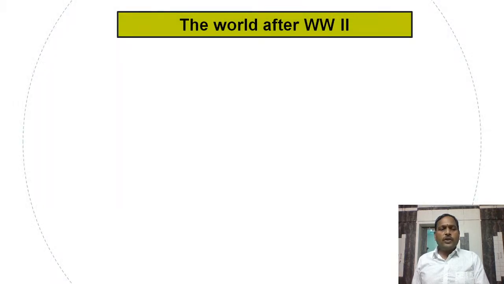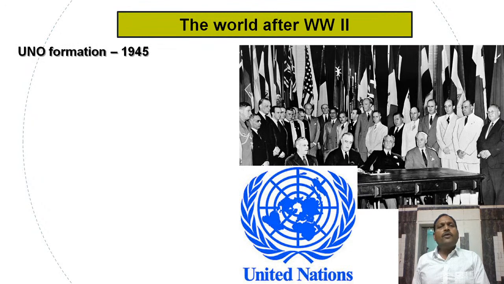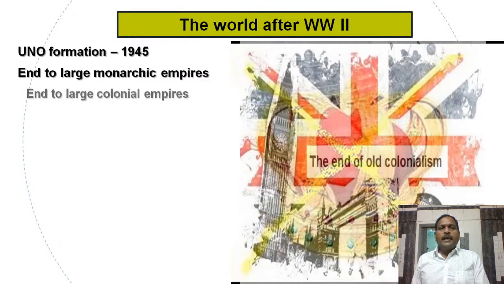The world after World War II. How would the world be after World War II? What changes came in the world? First, as a remedy for the wars, to lay peace in the world, UNO, the United Nations Organization, was formed. Next, it was an end for monarchic empires. Many monarchic empires lost their power. In England there is a parliamentary system, and in Japan also they made a parliamentary system instead of the monarchic style.